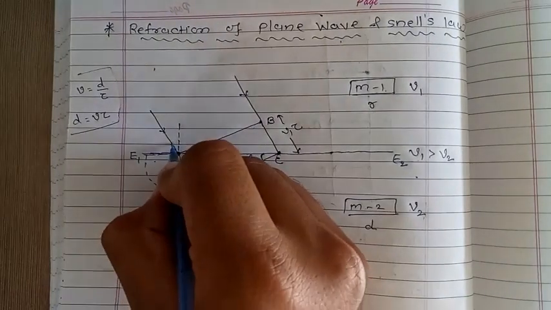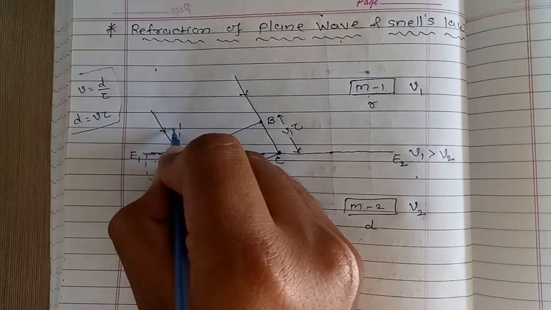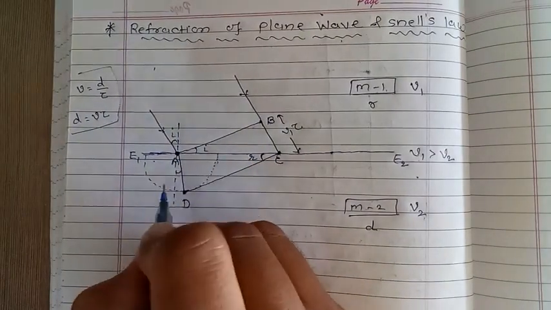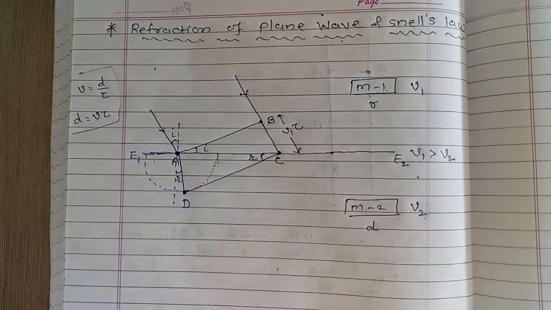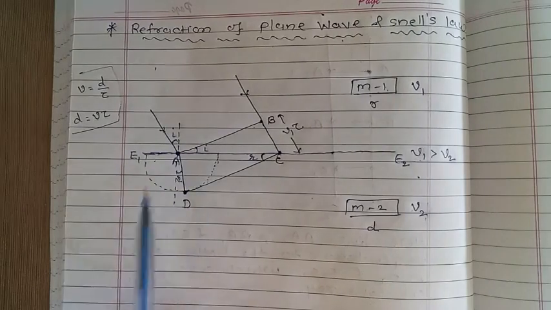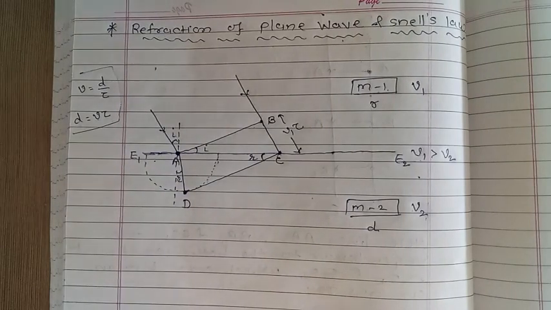So this will be the angle of incidence i, and this will be the angle of refraction r, right? And from the figure we can see that here i is greater than r, right?